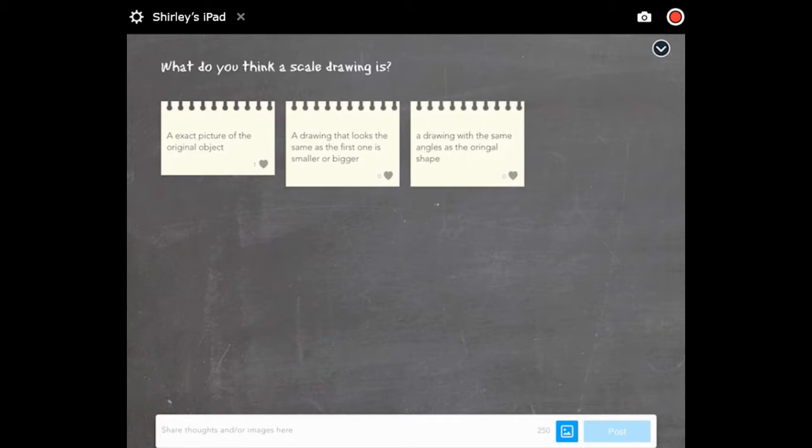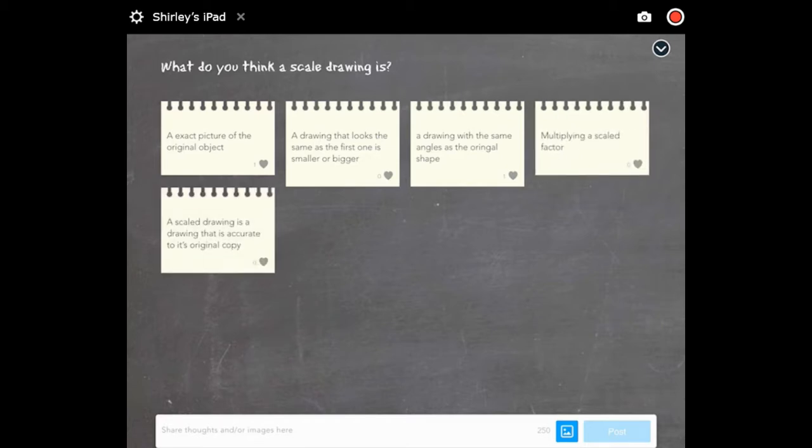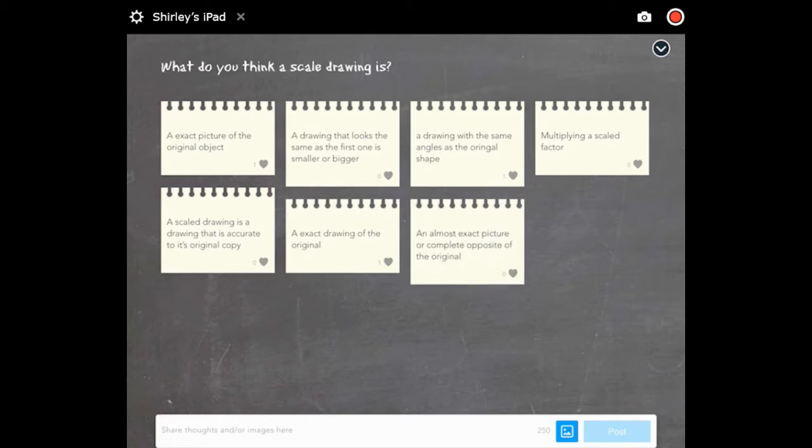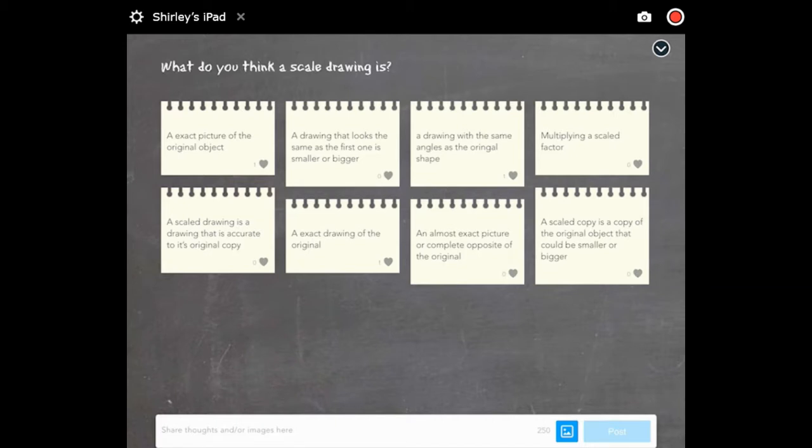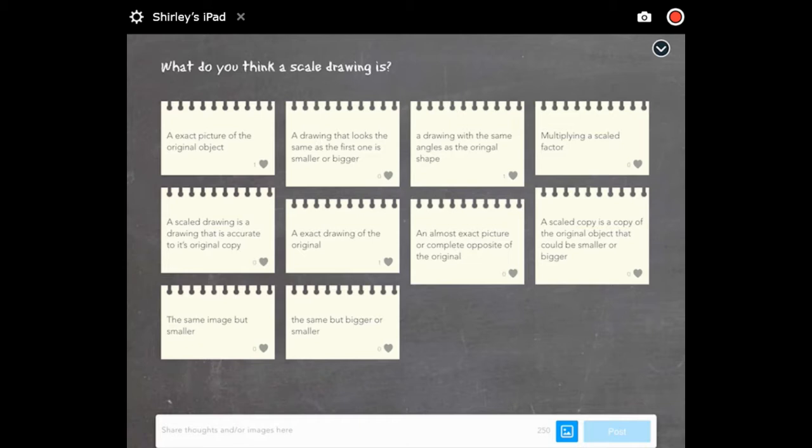Perfect. An exact picture of the original object. Okay, so Olivia, you're just answering the question. Whatever you think, what do you think it means to be a scale drawing? So a drawing that looks the same as the first one or is bigger or smaller, good idea. Drawings with the same angles as the original shape. I love that idea. That's almost exactly like what we were talking about last week with scaled copies. Someone's bringing up the idea of multiplying a scale factor, so maybe that's involved too. Awesome ideas.